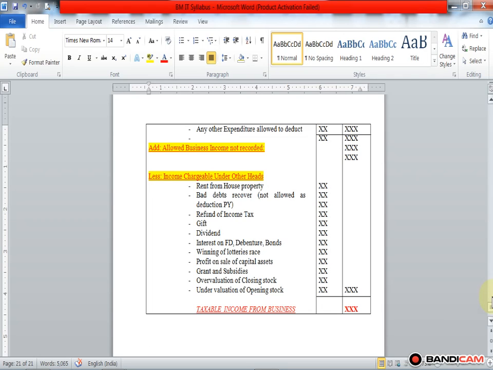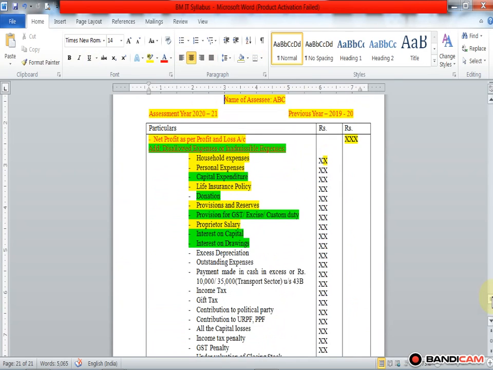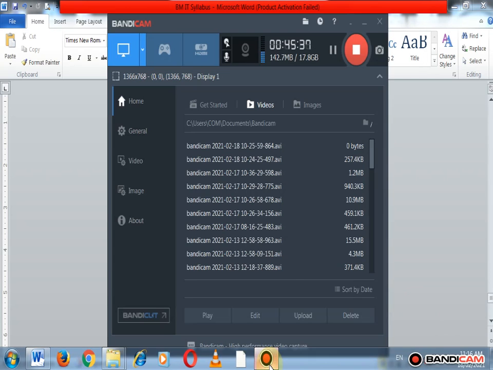ओके, लक्षात आलं. So here in our today's lecture we studied the definition of business, profession and occupation, as well as some essential conditions relating to computation of taxable income from business, and the format to compute the total or taxable income of business. Okay, in our next lecture we will start a practical problem on computation of taxable income of business. Okay, thank you very much.